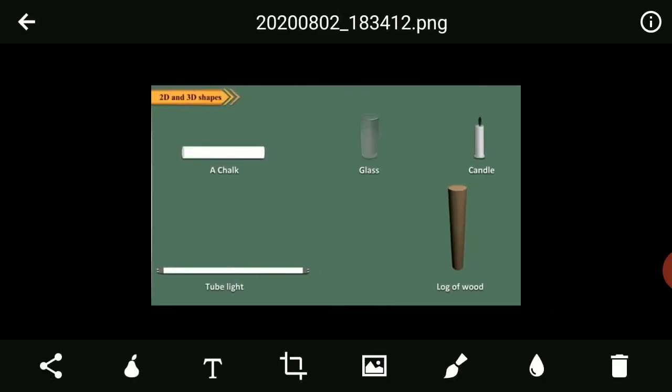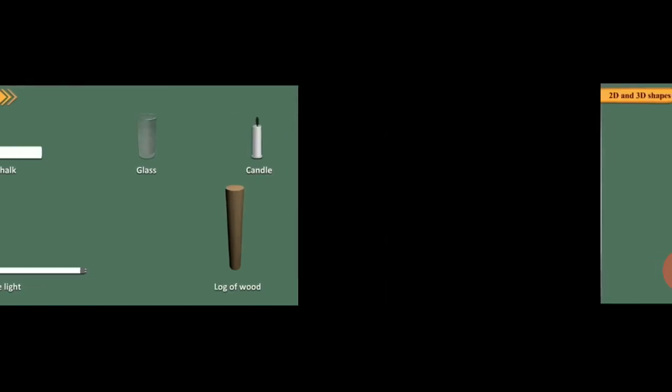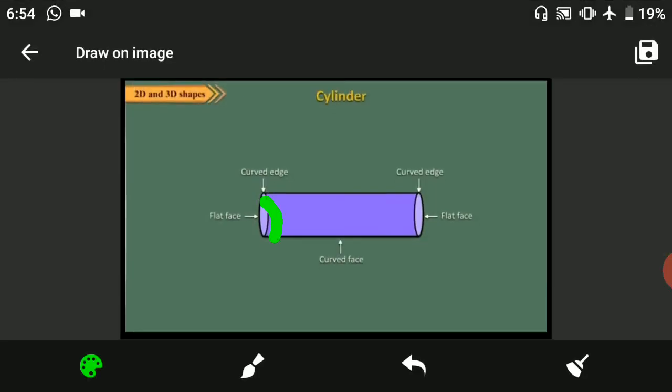Now, see this one shape. All these are having which shape? Cylinder shape. Chalk also, glass, candle, tube light, log of a wood. All are having which shape? Cylinder shape. Now, will you please tell me how many edges it is having? It is having total 2 edges. See, one is this one and one is this one. 2 edges and that is a curved edges.